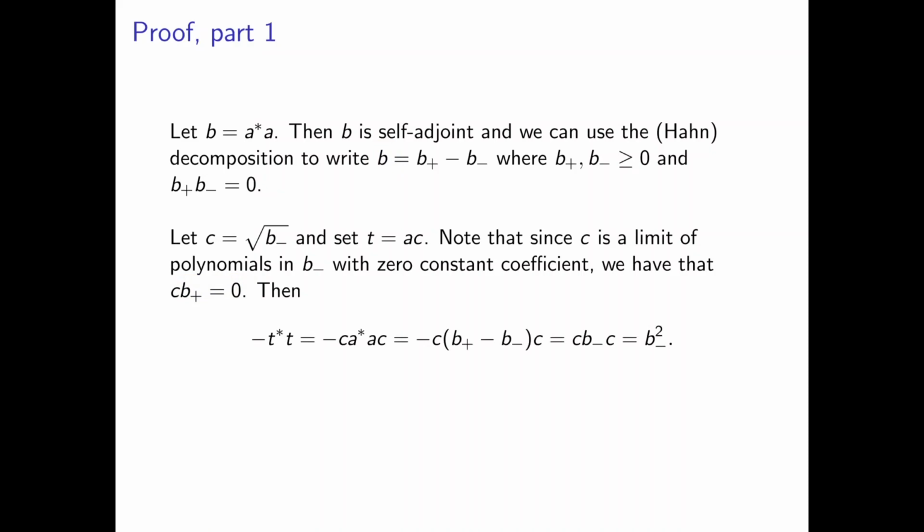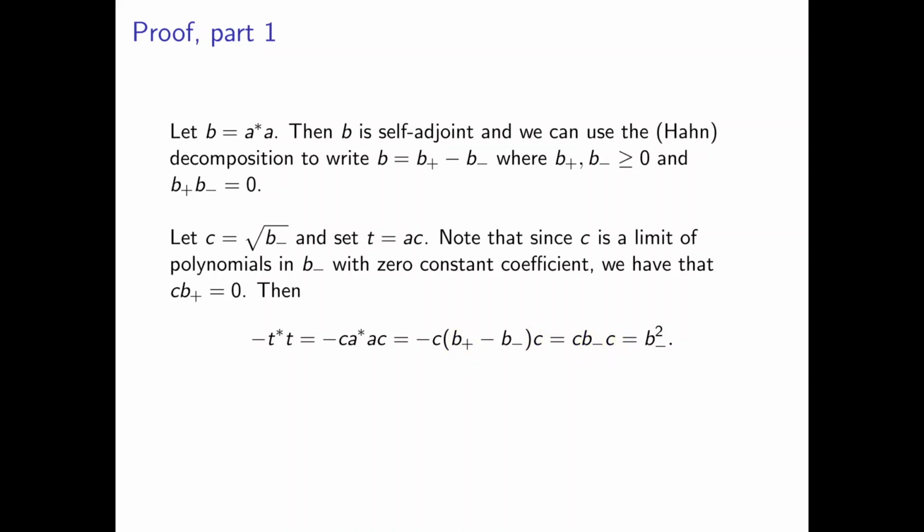So then minus T star times T is equal to minus C A star times A times C, because T is equal to AC here. And then we can just write A star A, which is equal to B, which is equal to this right here. So we get this equality here. And then since C times B plus, or if we really want to be careful here, we can take this C times B plus, and that is equal to 0, of course. So this is just equal to C times B minus times C.